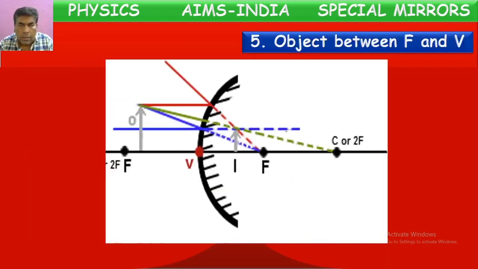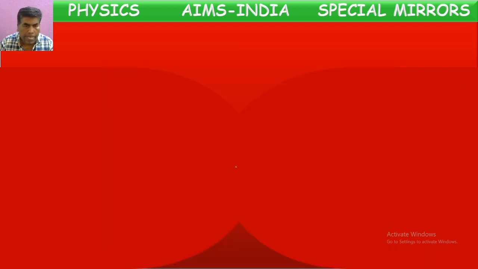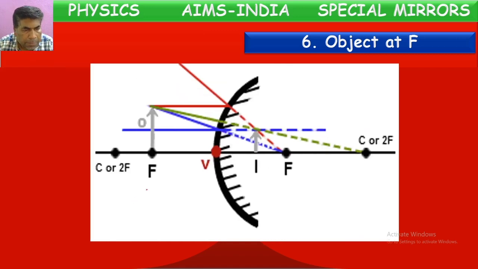Next, when the object is between F and P. P for pole. When the object is between F and P, in this case also the image is formed between P and F, same nature, same types of rays. When the object is at focus, then also the image is formed between P and F, same nature, same kind of rays.